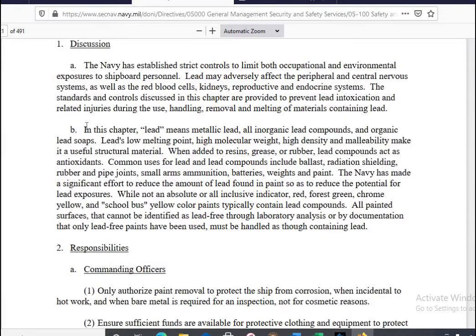So good to define terms. So what does lead mean? Metallic paint, all inorganic lead compounds, and organic lead soaps. So lead with anything in it.